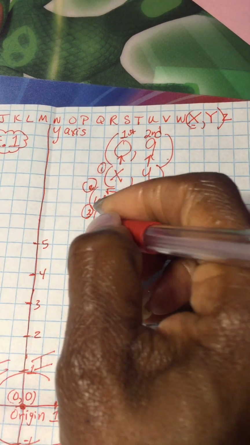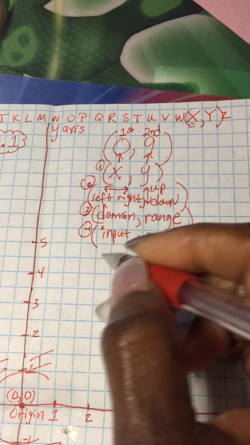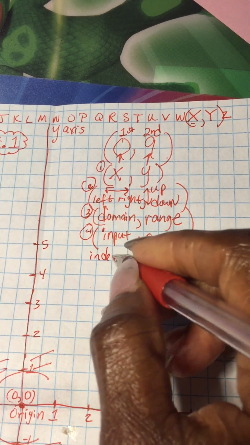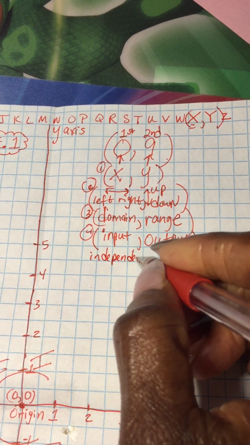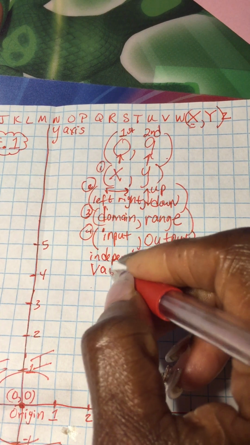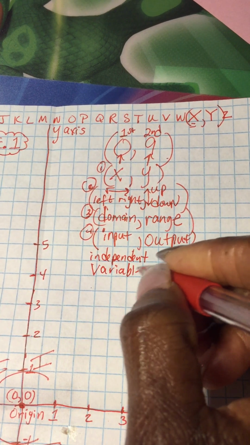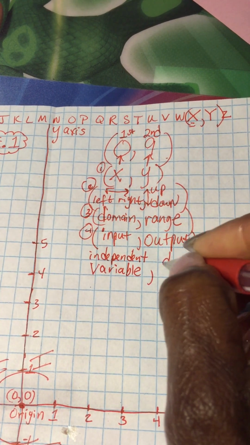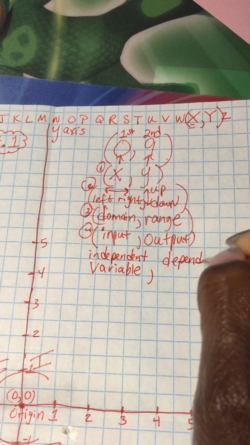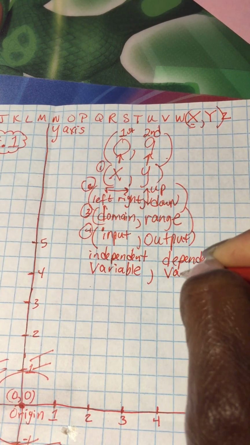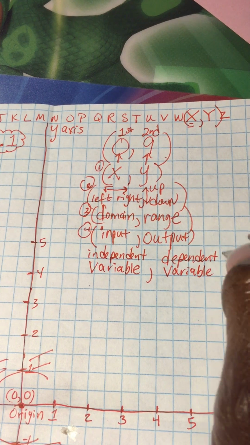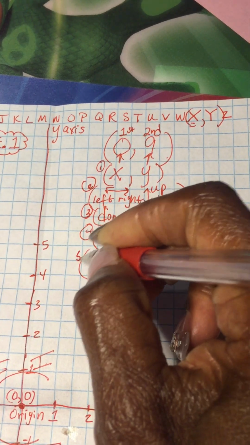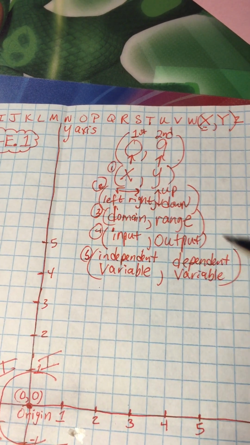I can ask you, what is your independent variable? That is the x value. I can ask you, what is your dependent variable? That is your y value. All of these mean x value, y value.